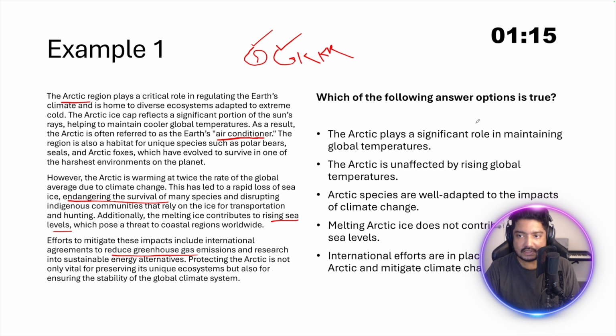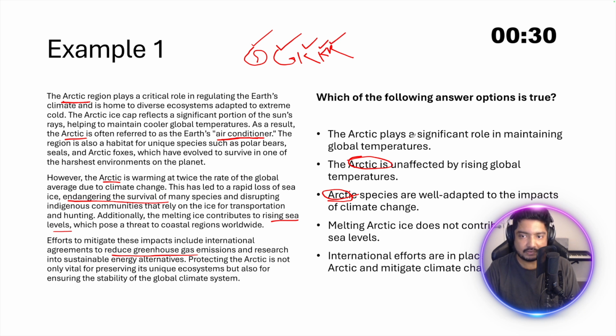Look for keywords in the answer options. The Arctic plays a significant role. The Arctic is unaffected. The Arctic. So the keyword in the answer option is again Arctic. Great. Look for the keyword in the text that matches the keywords that we've identified in the answer options. So yes, we've got Arctic and Arctic as well. So yes, we have identified places that mention Arctic. Cool. And that's done. Now read around the text and do the matching.